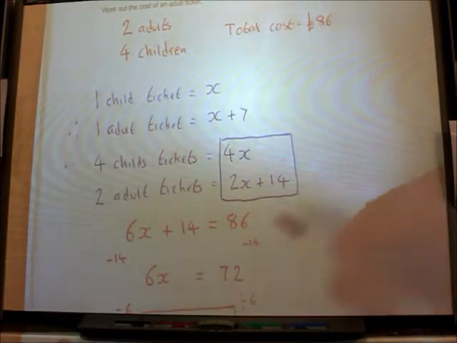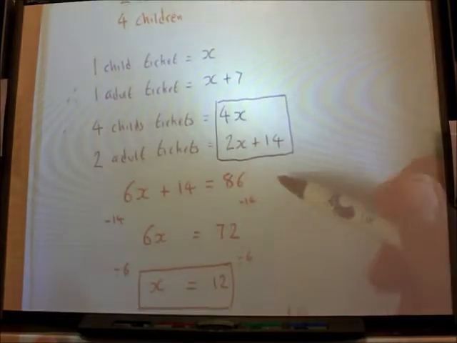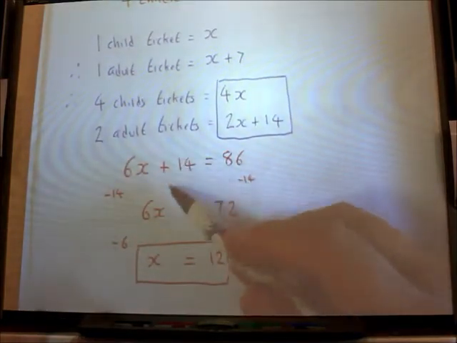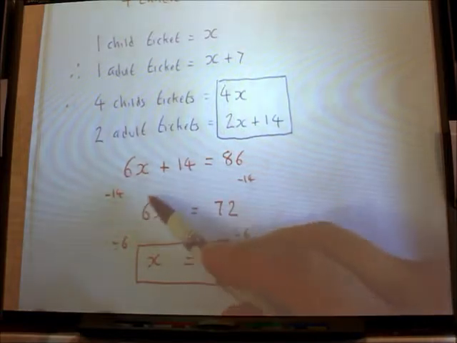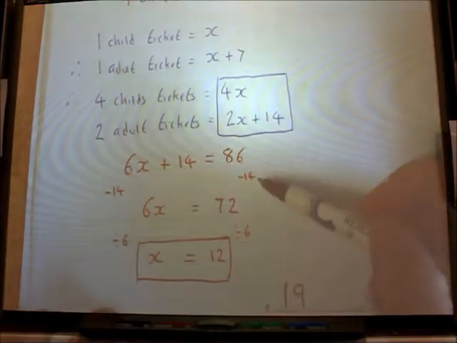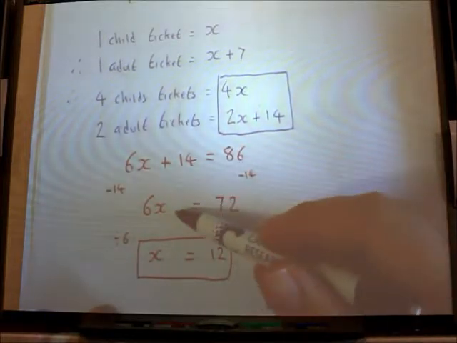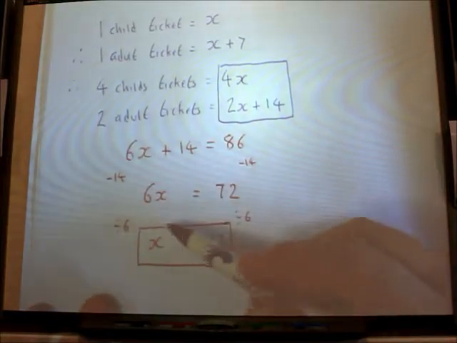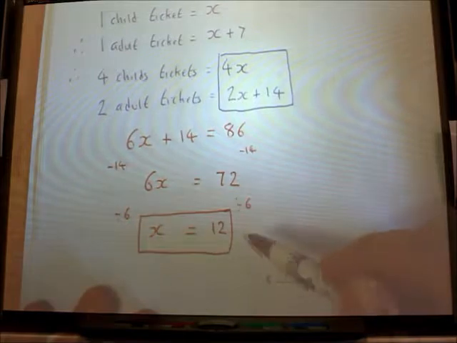Now that's an equation which you can solve. It's relatively straightforward. You want to get rid of this 14. How do you get rid of that? Well, you subtract 14 from both sides, and I hope you can see I've done that. And then you've got, so 6 X's are 72, divide by 6, and you'll be left with X equals 12.